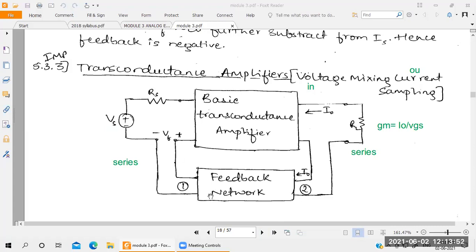This feedback network is connected with the amplifier in series connection. Series to series. Input is also series, output is also series. There are no two lines here. That's why it takes only series connection for the feedback network. Understood?